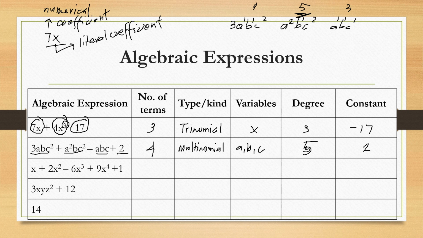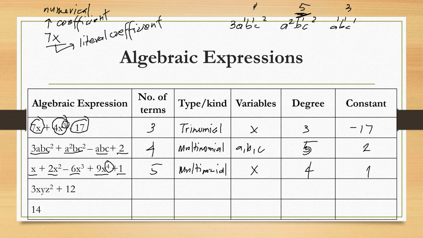Okay? So, next one is the third example. So, in this case, bilangin natin kung ilan yung terms. So, we have 1, 2, 3, 4, 5. So, there are 5 terms. And of course, siya ay multinomial. Multinomial. And the variables used in this algebraic expression is x, kasi isa lang naman yung ginamit. The degree is the highest exponent, which is 4. And the constant is positive 1.